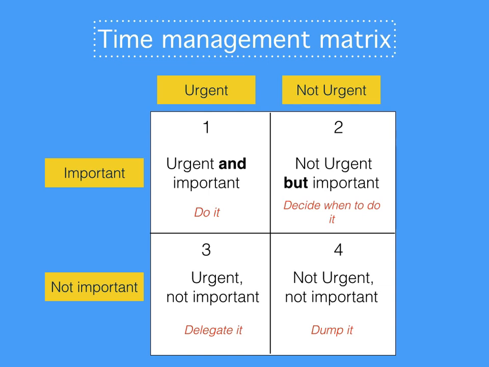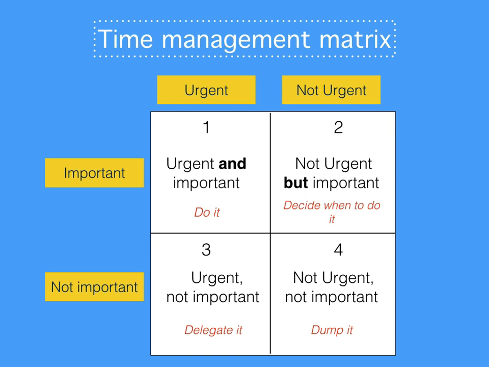The matrix consists of 4 quadrants. Quadrant 1, urgent but not important. Quadrant 2, not urgent but important. Quadrant 3, urgent but not important. And Quadrant 4, not urgent and not important.